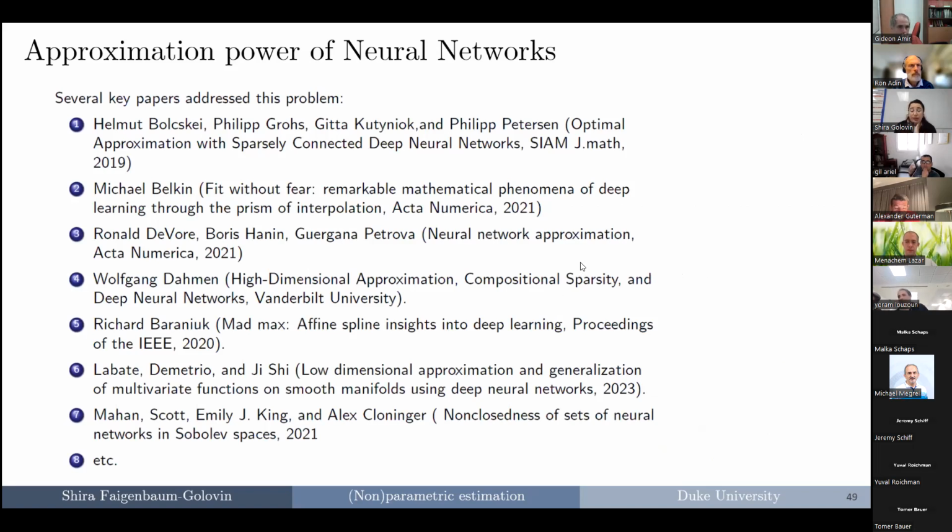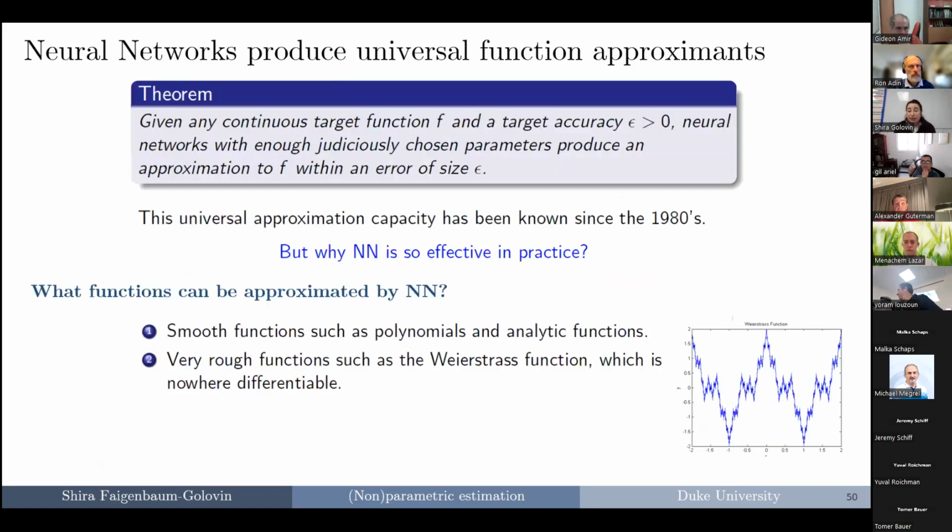I will not go into details of how much work was done in order to understand the theoretical properties of these neural networks, but I'll just say that until now it was known that smooth functions can be approximated by neural networks, and very rough ones too, but there was no understanding of the full picture.